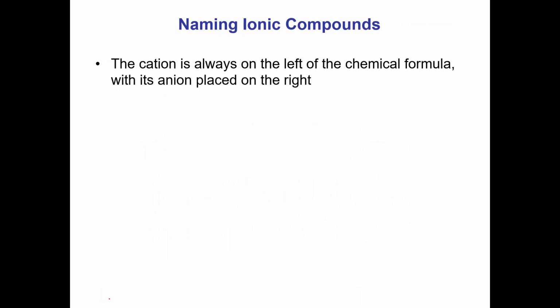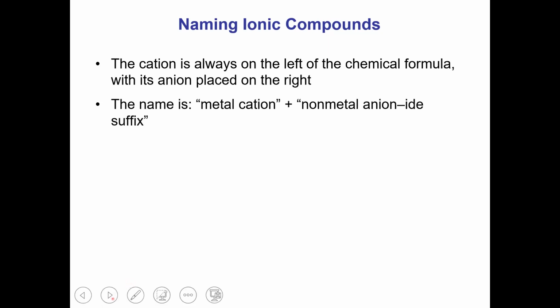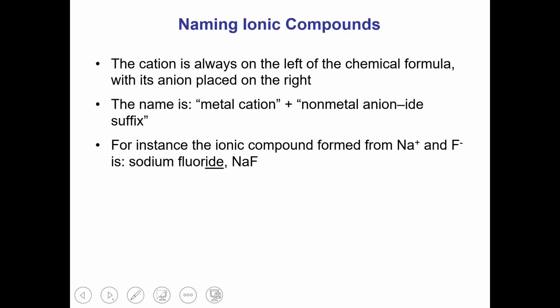When we name ionic compounds, we always start with the cation, which is our positively charged metal, and then we put the anion after it. So the name is always the metal cation plus the nonmetal anion, and we change the ending of the nonmetal anion to "-ide". So for example, if we were going to make a compound from sodium and fluorine, we would call that sodium fluoride.